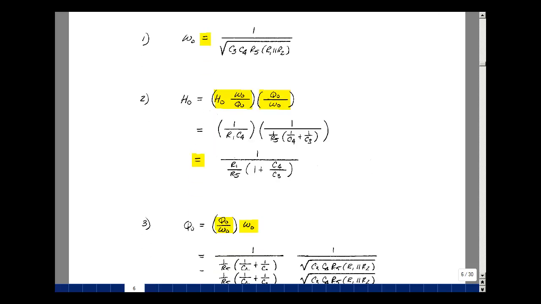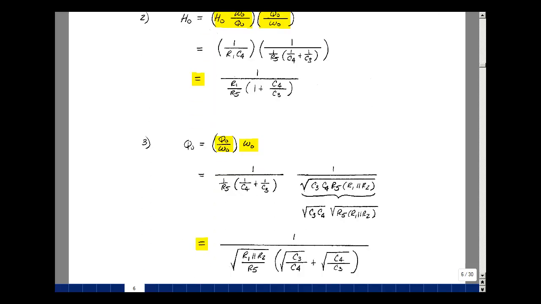R1 divided by R5, the C4 and C4 cancel, I get a 1, and then C4 over C3. Likewise, the term Q naught is embedded in two terms. It's the term that multiplies S to the 1, which was omega naught over Q naught, so the reciprocal of that. If I were to multiply that by omega naught, those would cancel, and I just get the value of Q naught. Omega naught over Q naught is 1 over R5 times 1 over C4 plus 1 over C3 from the last page, and then just flip that over to get Q naught over omega naught. And then omega naught we found would be this expression. If I multiply those two, I'll get the value of Q naught.